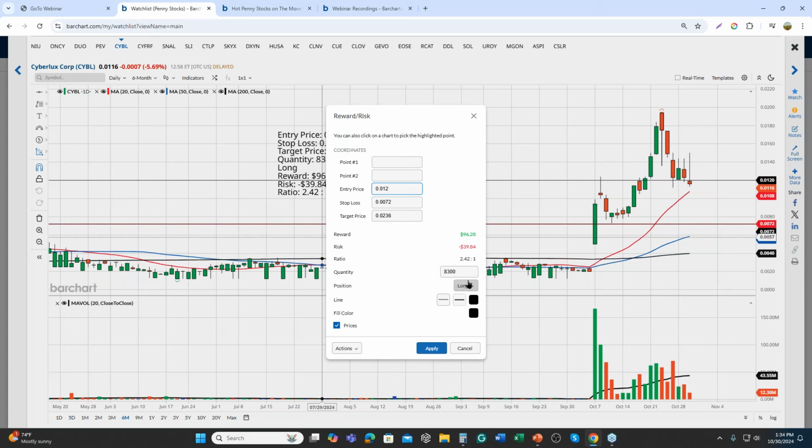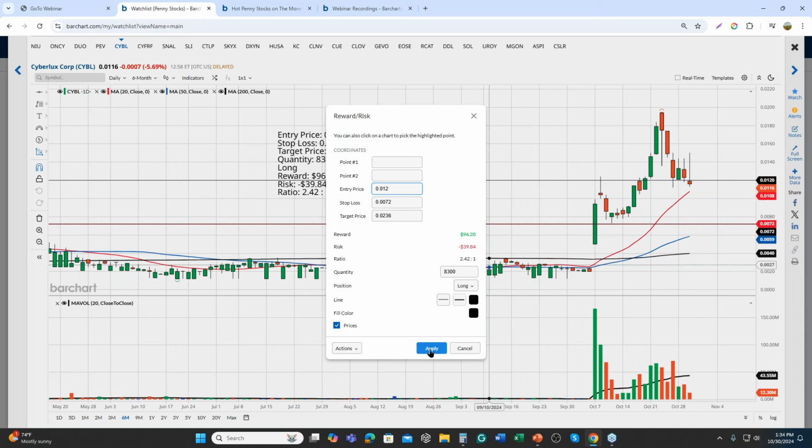Okay, so what is my risk reward ratio? In this case, it's 2.42, or greater than 2 to 1. I think that is definitely something we want to set trades up for. My personal preference is 3 to 1. Then I'm going to put in my quantity of shares, my position size, and that was 8,300. And so you can see that I'm risking $39.84, below our $40 allocation of 2% of our capital. And I have a potential of making $96.28.